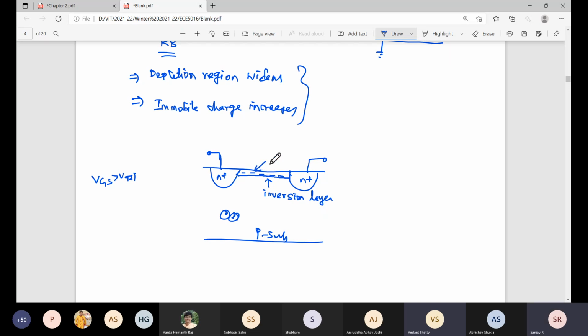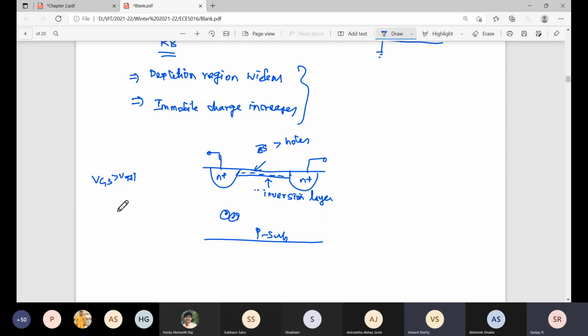That means in this region only, N type, that means electron concentration. Let's take ND. Electron concentration is higher than hole concentration. So that is why this layer is called the inversion layer. That's what the name inversion means. The behavior of P will become N. Am I right? Is what I'm saying understandable? Yes, sir.